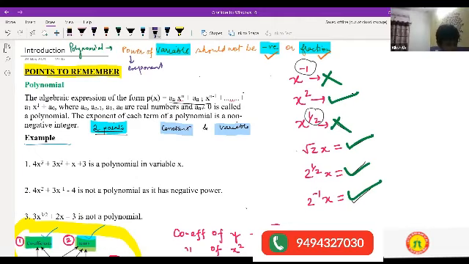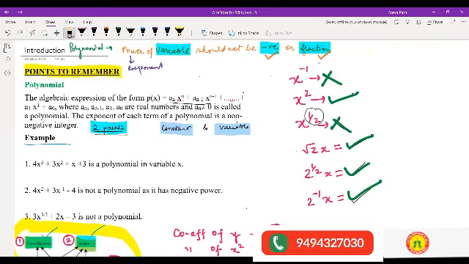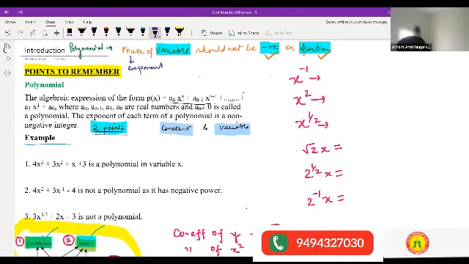I'll just write it down, sir. One second, I'll share this with you. No problem. I'm just giving an example right now. There are a few questions based on this. You tell me which are polynomials and which are not. Suppose this is x to the power -1. So, is it a polynomial or not?